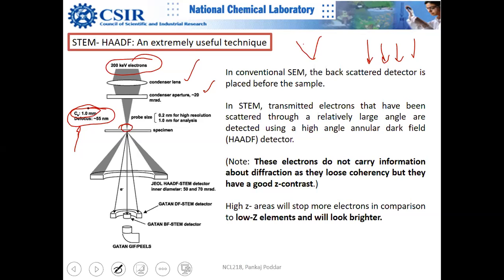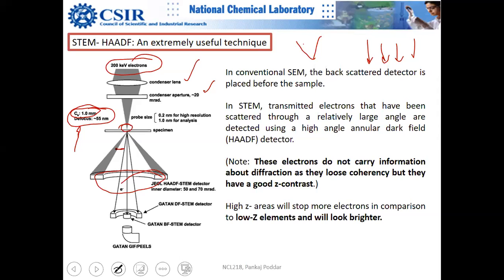Now you can see the probe size is so small, 2 angstrom for high resolution, 10 angstrom for analysis. Okay, so this is the detector. You can see that this is an annular detector. The cross section is shown. These are high angle diffracted electrons. These are incoherent electrons, and they do not have crystallinity contrast. So that's a blessing.